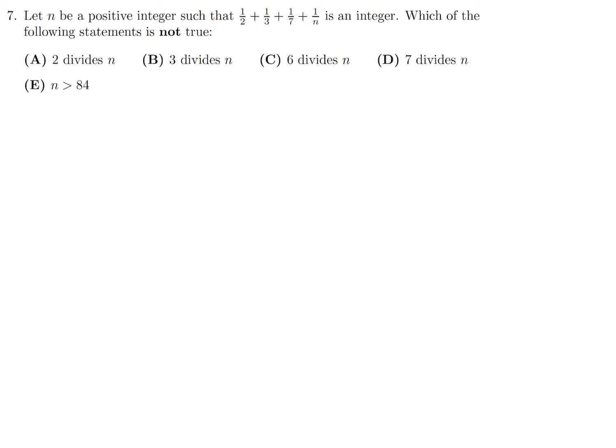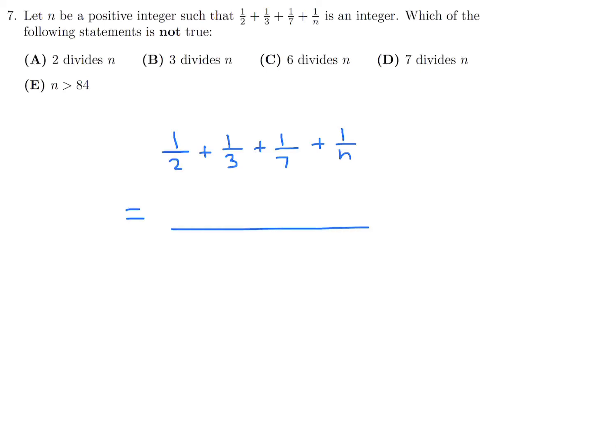Let n be a positive integer such that 1/2 plus 1/3 plus 1/7 plus 1 over n is an integer. Which of the following statements is not true? So 1/2 plus 1/3 plus 1 over 7 plus 1 over n. And when you add all these up, it becomes an integer. So let's get a common denominator, and let's see what we get.